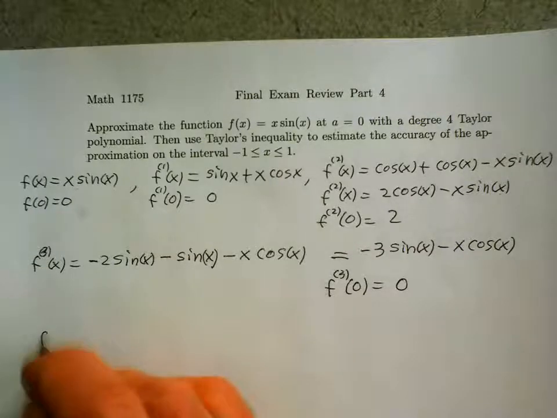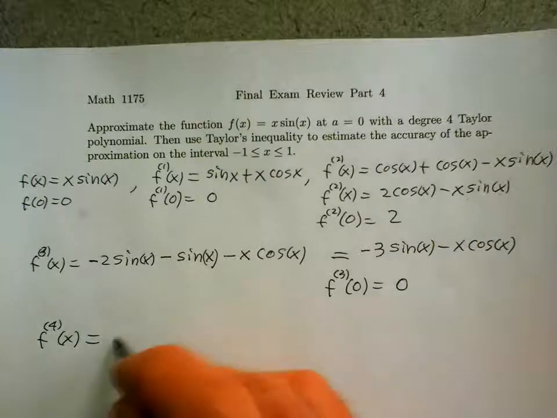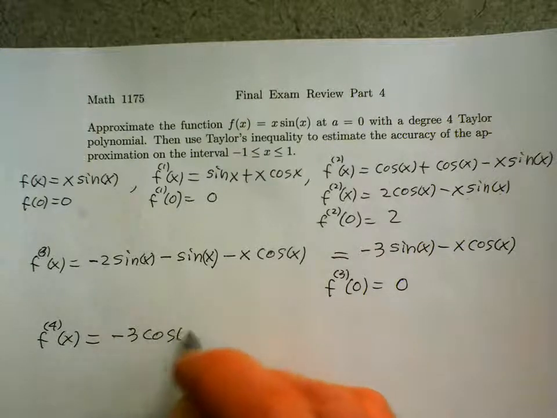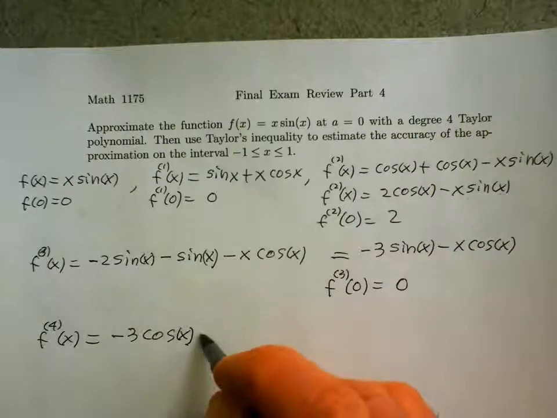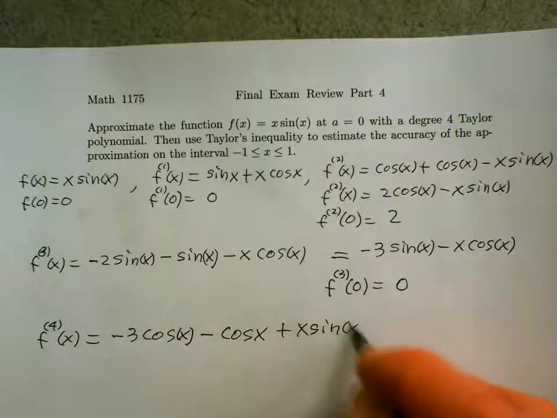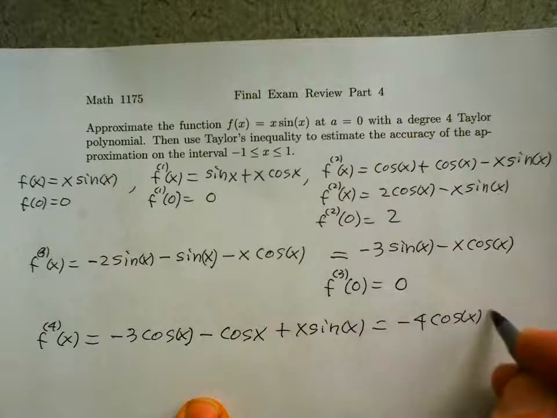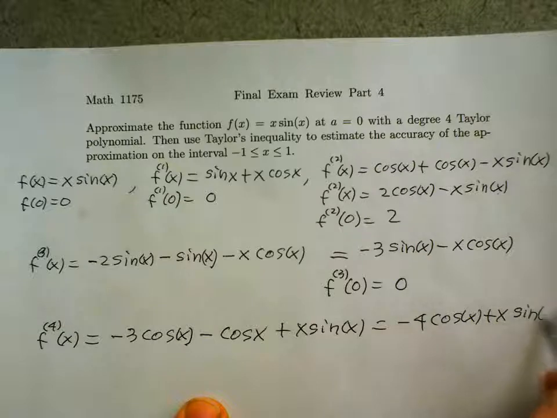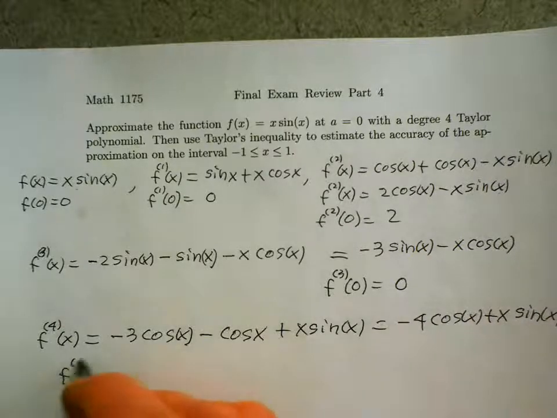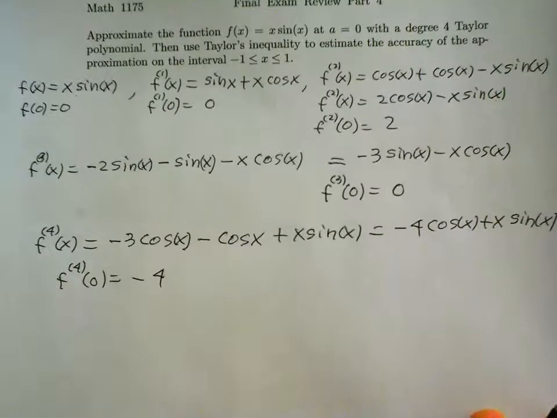One more derivative, the fourth derivative. This time we get negative 3 times cosine of x, and then minus cosine of x, and plus x times sine of x. Combine the like terms, we get negative 4 times cosine of x plus x times sine of x. And the fourth derivative evaluated at 0 is just negative 4. So it looks like we'll have time to write down the degree 4 Taylor polynomial.